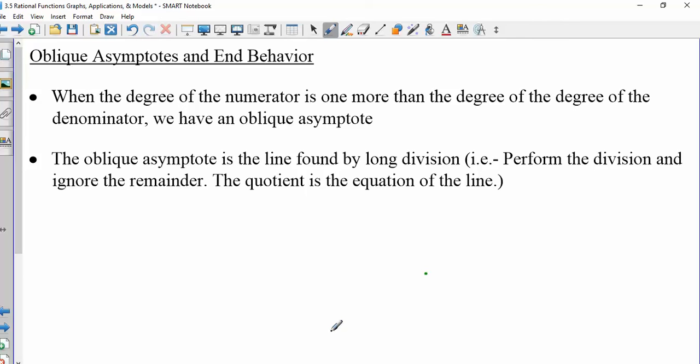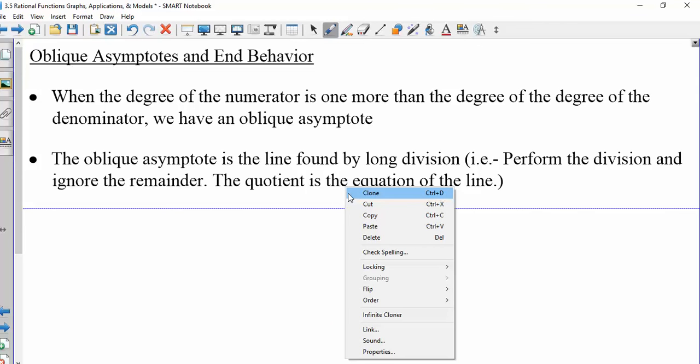That means oblique. Could I have both a horizontal and an oblique? Think about when they happen. I said if the degree on top is smaller, it's horizontal. If it's the same degree on top and bottom, it's horizontal. We have oblique when the top is 1 bigger than the bottom. So could it be both? No, it's an either or. If the top is more than 1 bigger than the bottom, then there's no horizontal or oblique. So we might have horizontal, we might have oblique, or we might have none. You'll never have both of those.